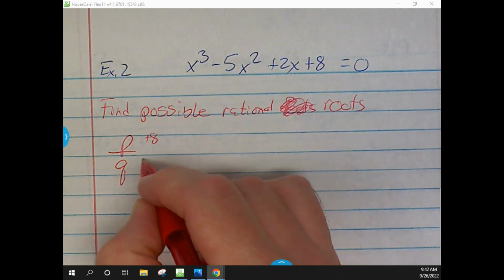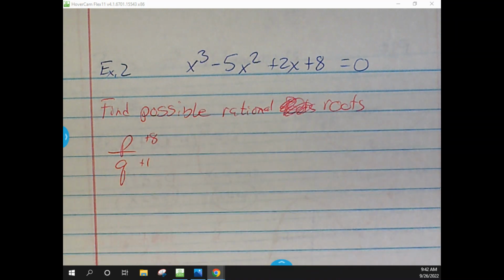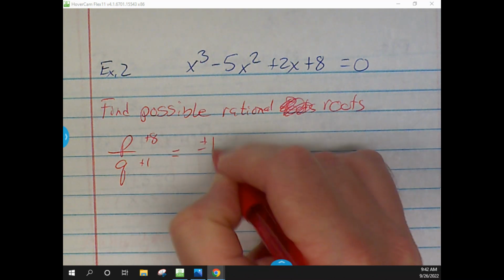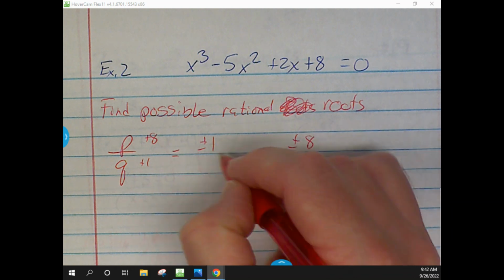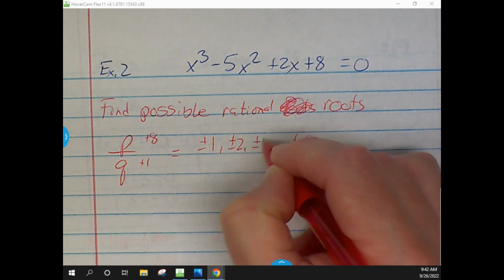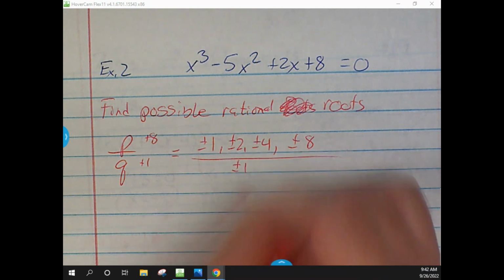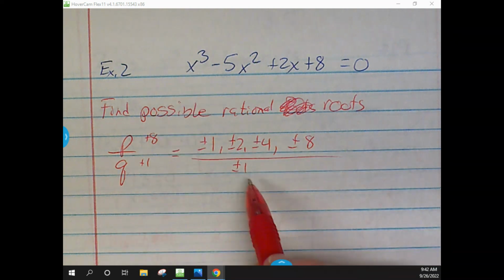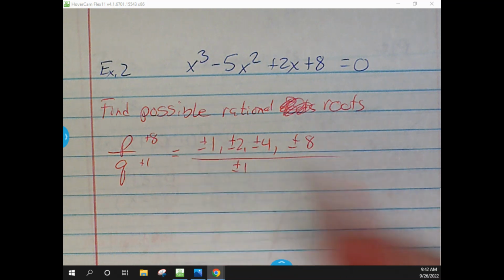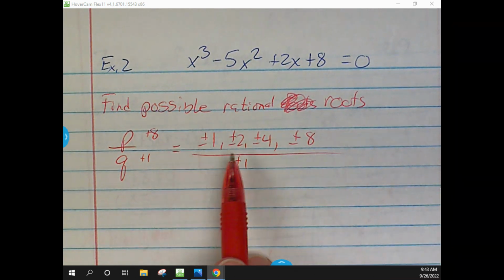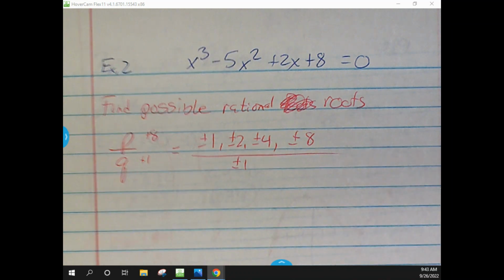Our Q value in this case is good because it's just 1. So if we do the factors of 8, it's 1 times 8, and it's 2 times 4. And again, the great news in this case is if the Q value, which would be here, is 1, that makes life a little bit easier because when you divide all this stuff by 1, it doesn't change anything. So we know the only possible real rational roots we have are 1, 2, 4, and 8, some positive or negative form there.